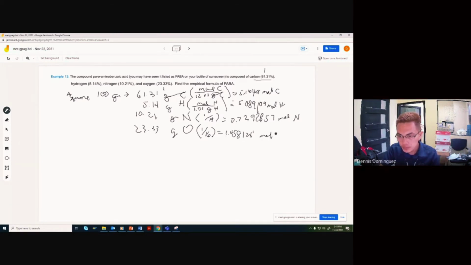Now, after this, once you have the moles, use the smallest of the four values. So this one is 0.729857, 92857.